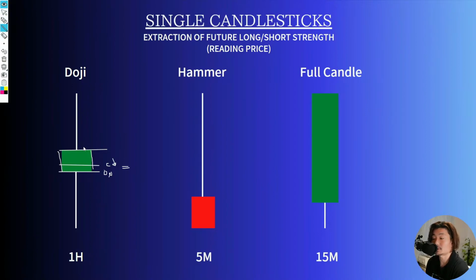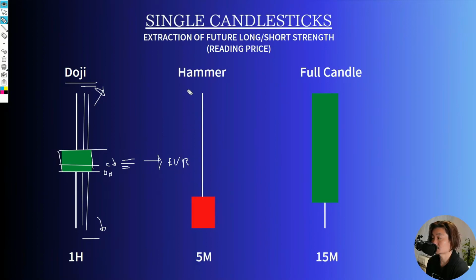And then the other element you want to look for are roughly even wicks. Again, this is roughly speaking, so it doesn't have to be an exact science, but we want the wicks on both sides to be as even as possible, showing that neither buyers nor sellers were able to push price down lower than the other side. Again, in terms of future long and short strength, a doji shows that there is neutrality in the next move of a currency pair.